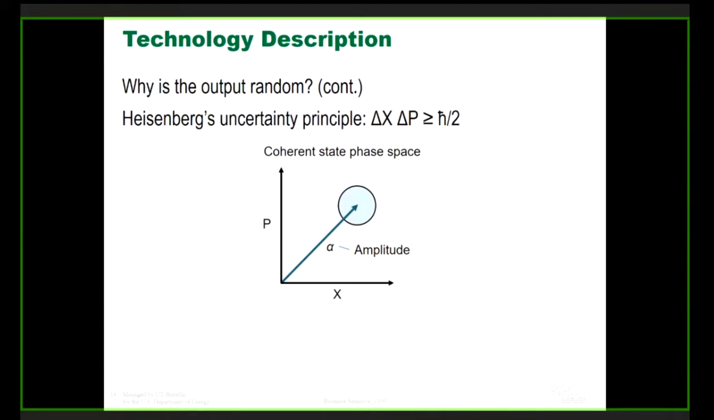I can't measure with infinite precision two non-commuting variables. That's something that we can exploit to generate randomness, to generate entropy. So here's an example. This is the most math that we're going to have.